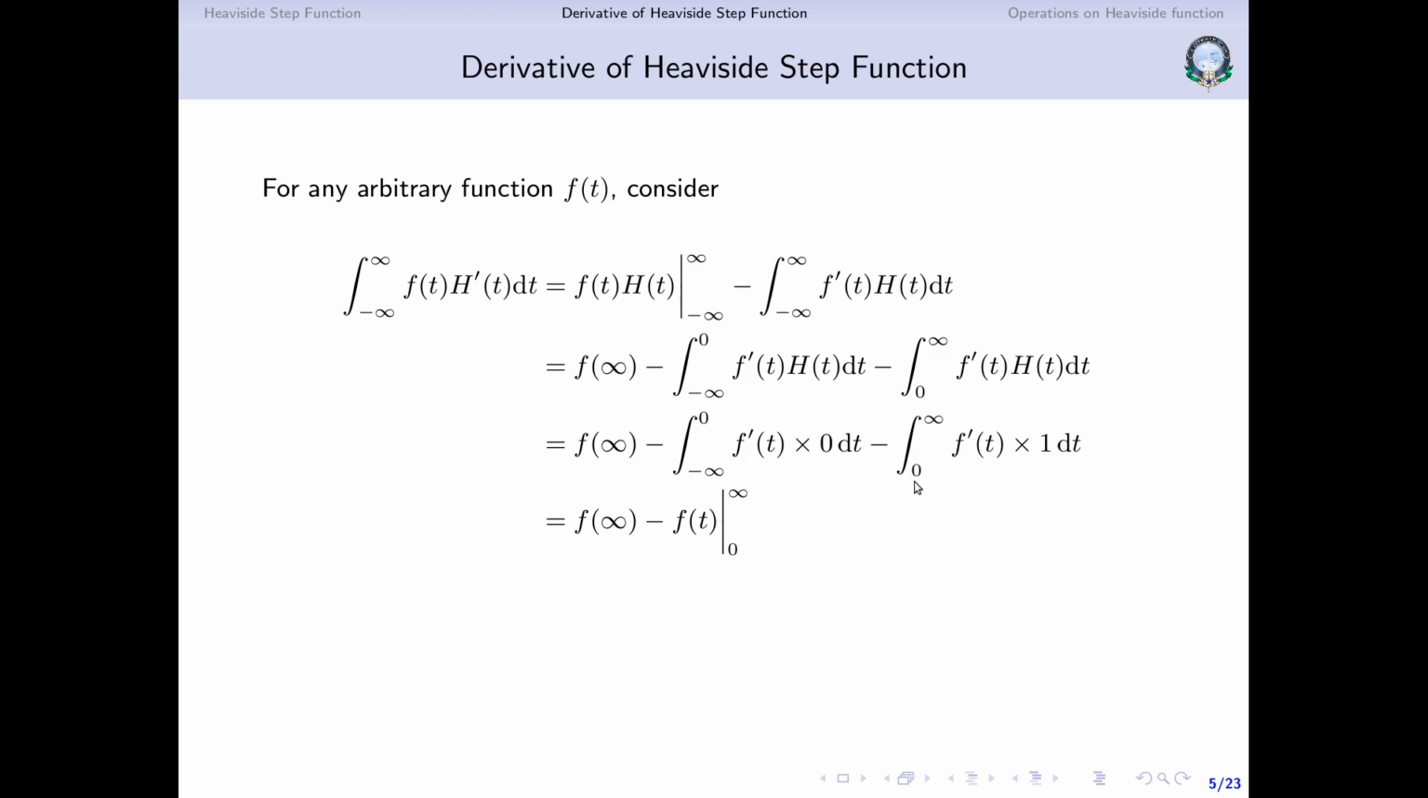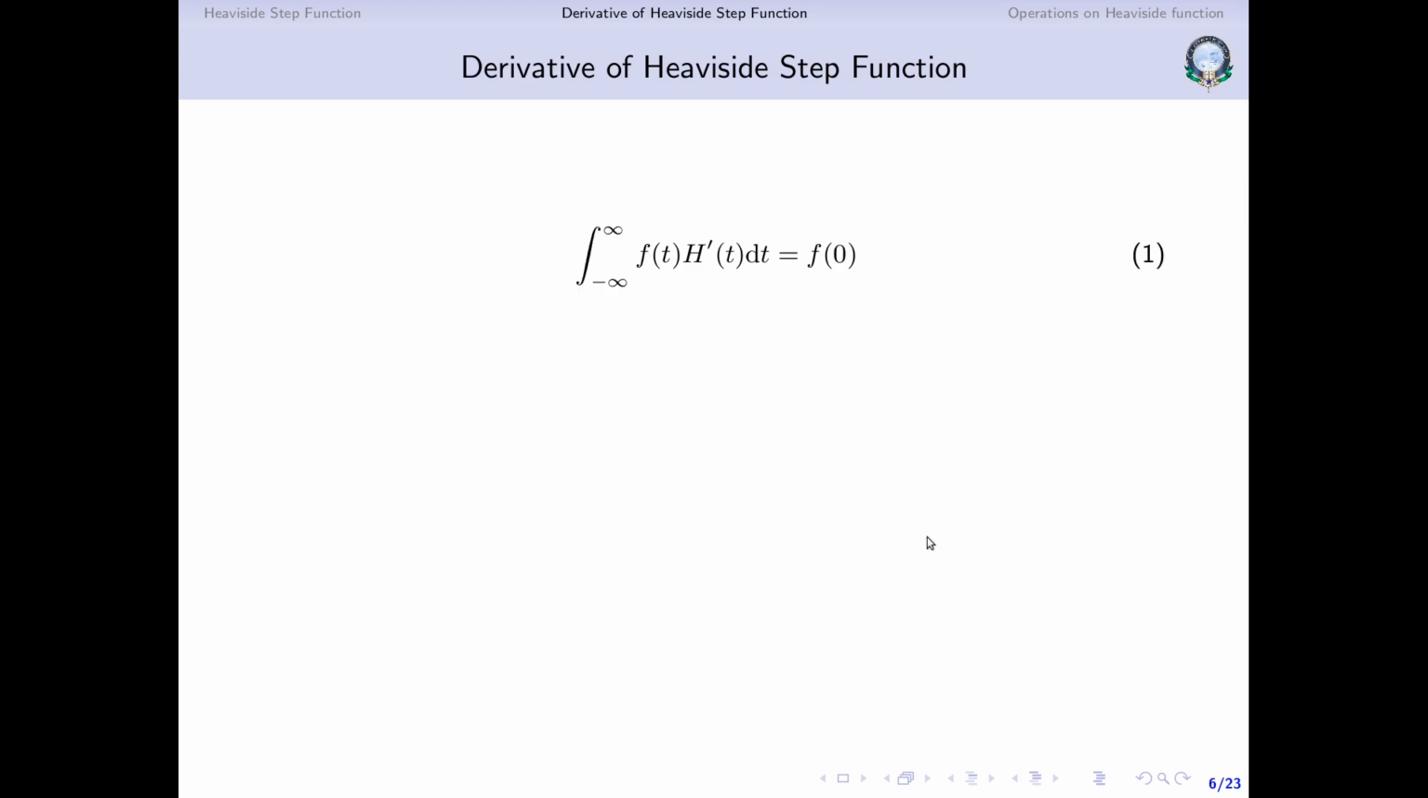What are we trying to do? We are trying to integrate the derivative of a function. Integration of the derivative of the function will leave the function unchanged, so we just have to evaluate the function at the upper limit and the lower limit. This will give us f at infinity minus f at 0. So these two will get cancelled. This will give us that the integration of this product of f and the derivative of h is equal to the value of the function at 0. So let's call this equation number 1.